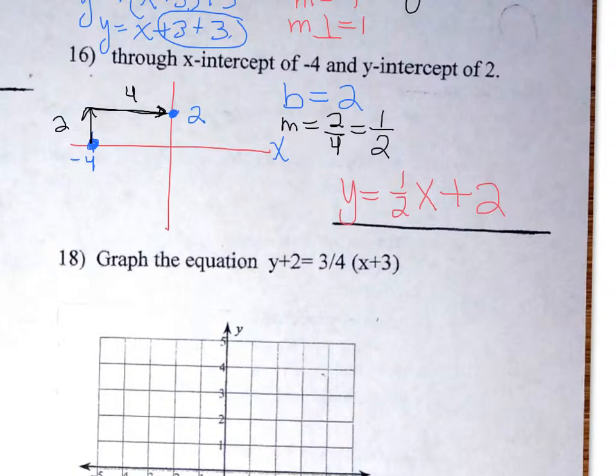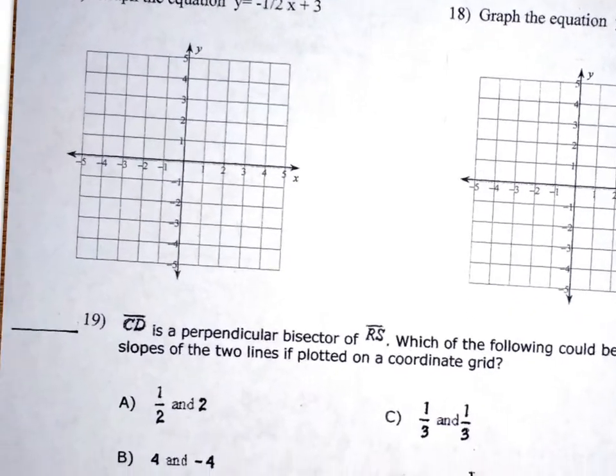Any questions up to there? Some of you got all those 4 problems wrong. Please, on the review that I'm giving you, the last set of problems, 30 through 35, is this type of problems. Okay? Now, number 17.